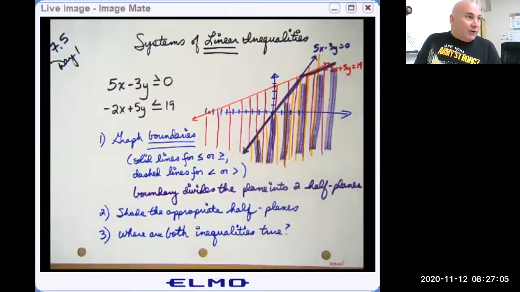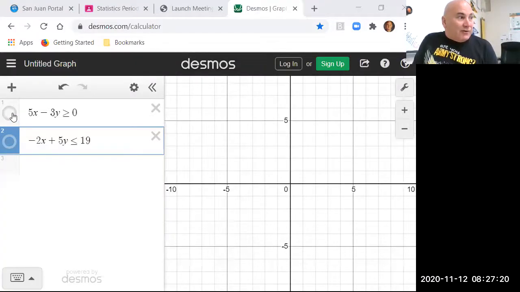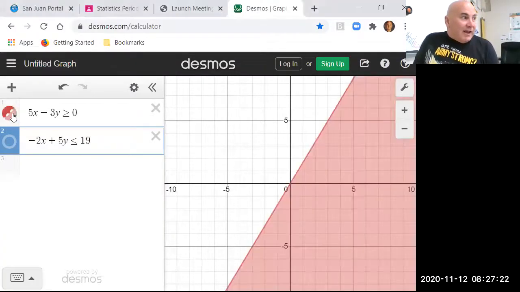And what we can do here is go to Desmos. And here's 5x minus 3y is greater than 0. And I activate it. And again, 1, 0 is right here. 1, 0 satisfies the inequality, so I shade the entire half plane that contains 1, 0.